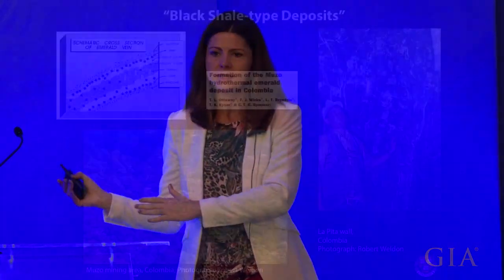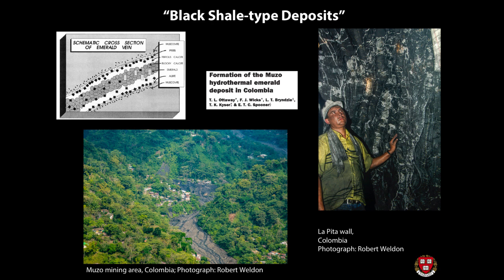One are the black shale type deposits, and the other one, the schist type deposits. Now, Colombia is probably the typical and the most common black shale deposit. The emeralds are formed in a sedimentary sequence by hydrothermal fluids. These fluids carry also a sedimentary fingerprint, which comes from the evaporites and also some shales within the deposits.